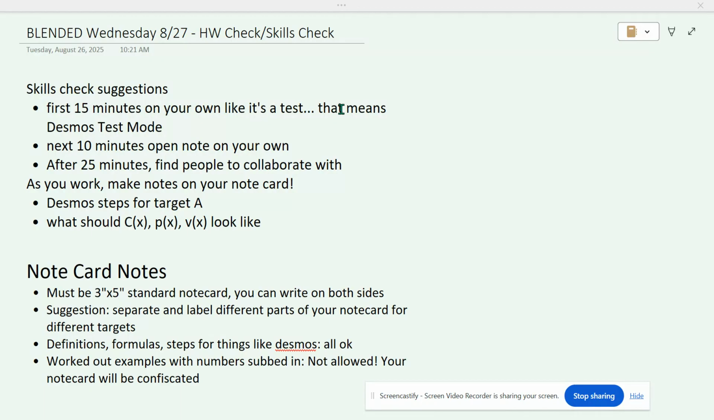Use Desmos test mode, see what you can remember. Next 10 minutes, open up your packet, see what else you can fill out. After 25 minutes, then I want you to find people to collaborate with.